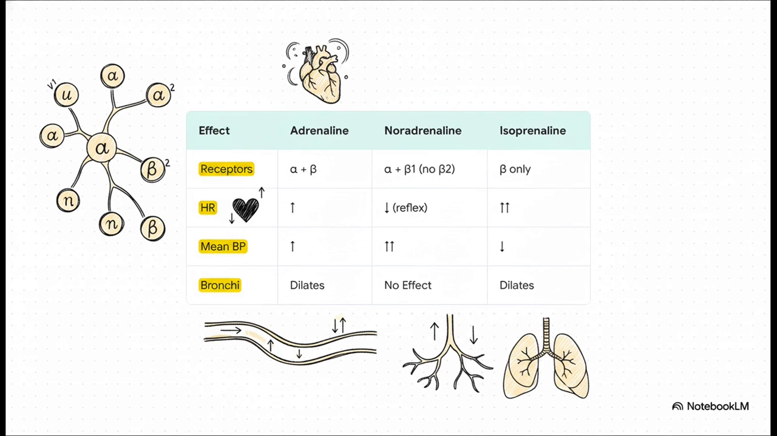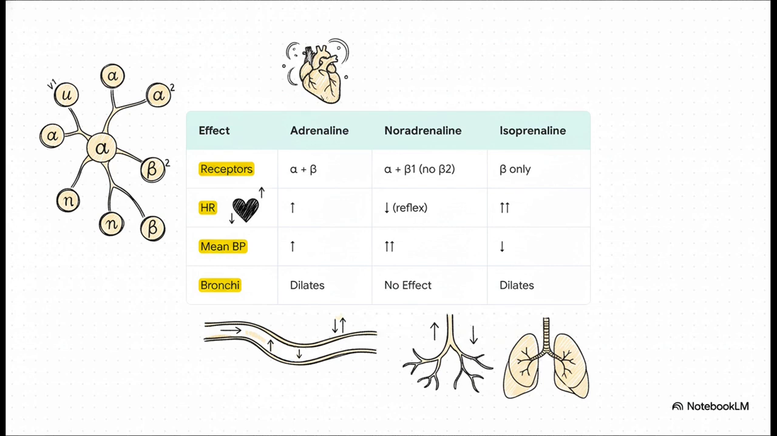Look at noradrenaline. It acts on alpha 1, alpha 2, and beta 1. What's missing? Beta 2. It has practically no beta 2 action. Now look at isoprenaline. It's a pure beta agonist. It hits beta 1 and beta 2. What's missing? The alphas. It has zero alpha activity. And finally, adrenaline. It's the jack of all trades. It hits all of them.